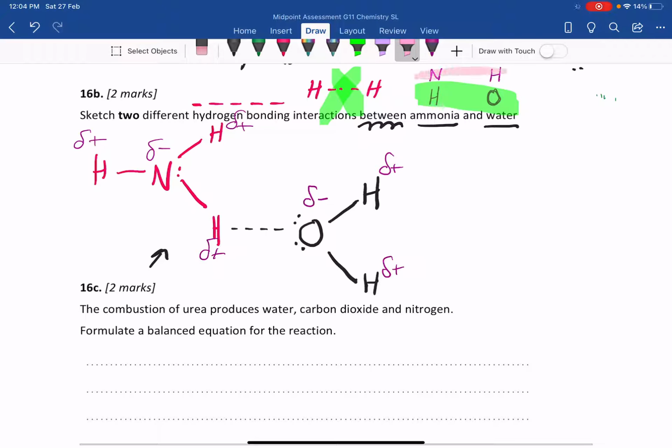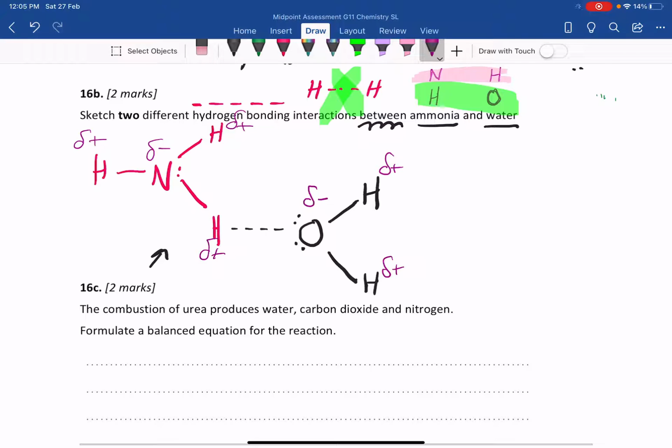Now we need to do this one. I'm going to do it at the same time. I'm going to do it on the same diagram. You could do two separate diagrams if you wanted to. So here I've said it has to be between the nitrogen of the ammonia and the hydrogen of the water. So let's take this hydrogen of water at the bottom. No, let's take the top one so I've got more room.